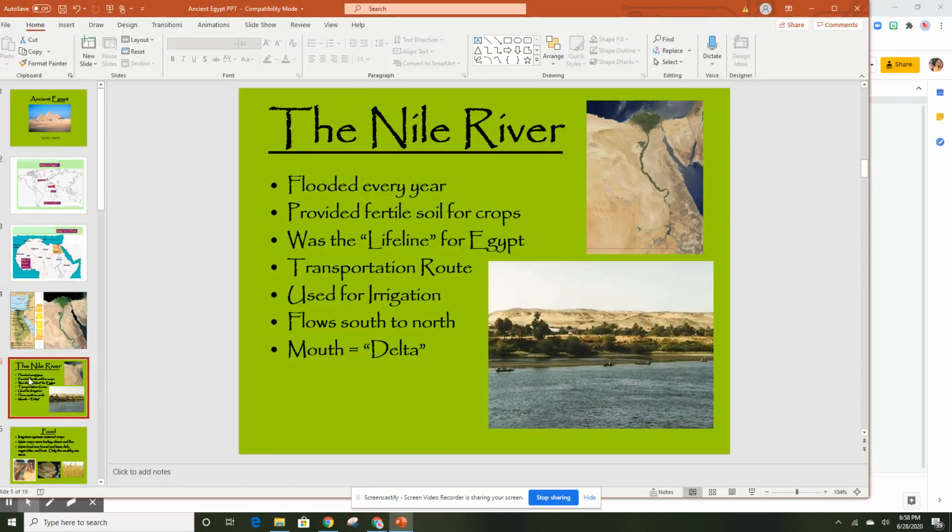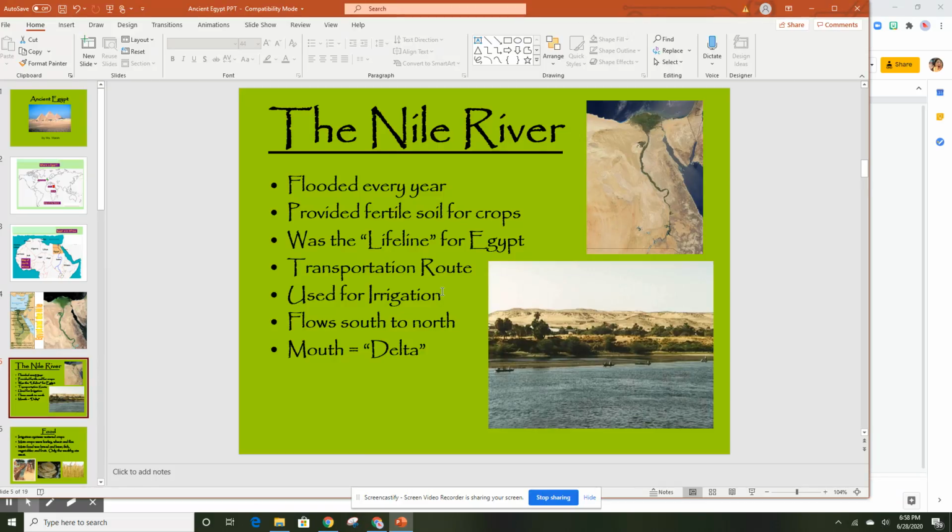So, just like in other river valley civilizations, it flooded every year. And that provided fertile soil that was good for growing crops. Remember, in our last unit, we learned that the word fertile means good for growing. It's a nice, rich soil full of nutrients for growing plants and raising crops. It was the lifeline of Egypt. It was a major transportation route, which became very good for the trading of different towns and different cities within the kingdom of Egypt, the different kingdoms.